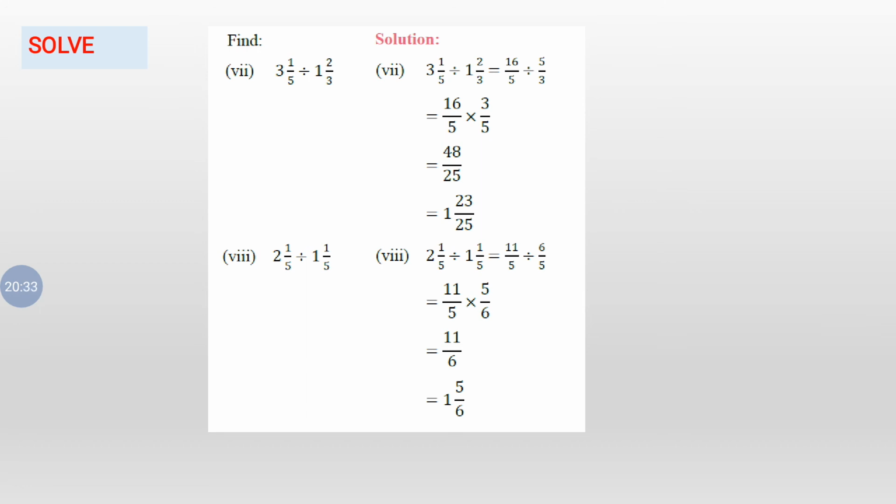So the product of the numerators divided by the product of the denominators. 11 5s are 55, 5 6s are 30. Reducing to the simplest form, we get the value 11 by 6. The improper fraction is converted into a mixed fraction, and we get the value 1 5 by 6.